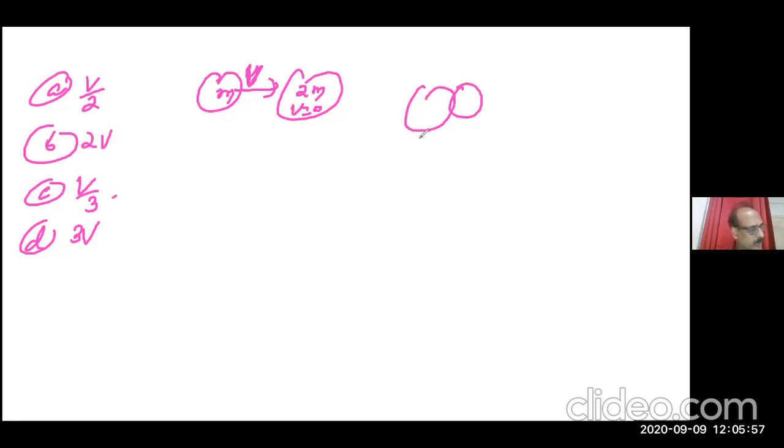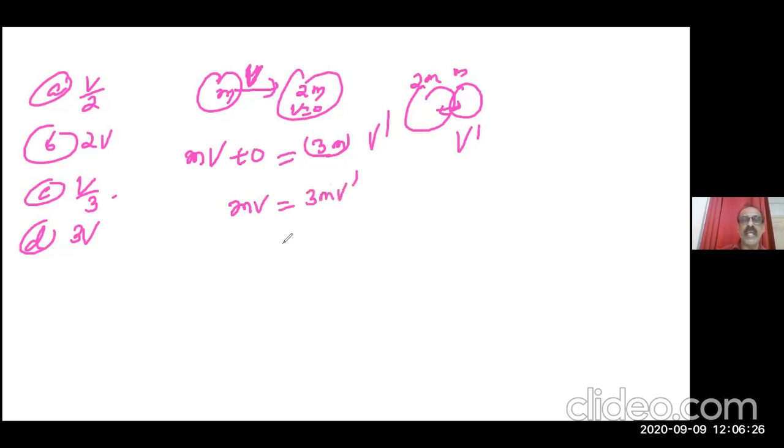Let us calculate. Now these both will travel together with a velocity v dash, isn't it? So law of conservation of momentum. Before collision, m into v plus 0. After collision, this becomes 2m plus m, 3m, into v dash, isn't it? Now mv equals 3mv dash here. We made a mistake here. Check.